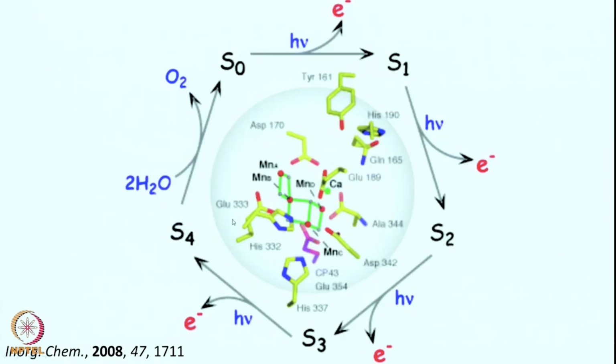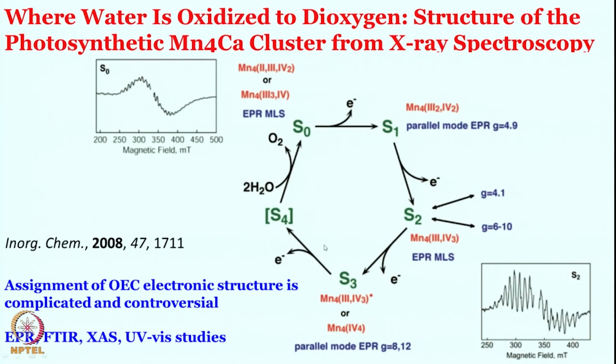But one thing for sure throughout the literature is that S0, the fully reduced form, will be oxidized to S1 and then to S2, then to S3 and S4. In each step 1 electron and 1 proton are involved, and overall the fully oxidized S4 state will convert 2 molecules of water into oxygen. This is where we were mainly interested in learning what happens at this S4 so that water can be converted to oxygen, right.